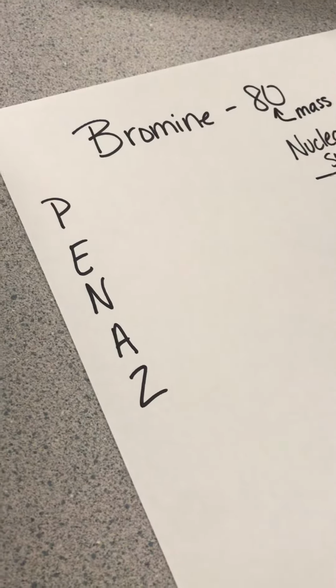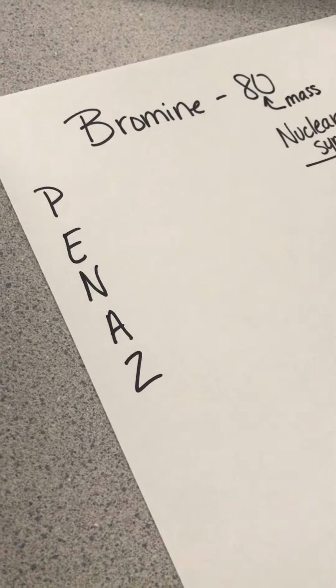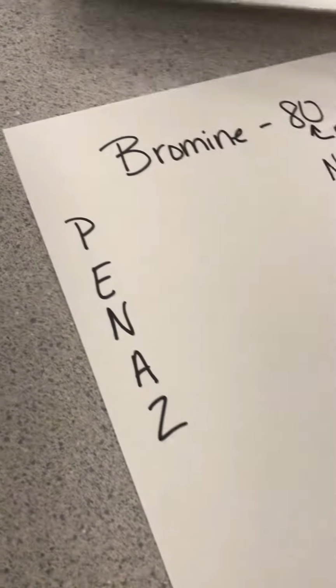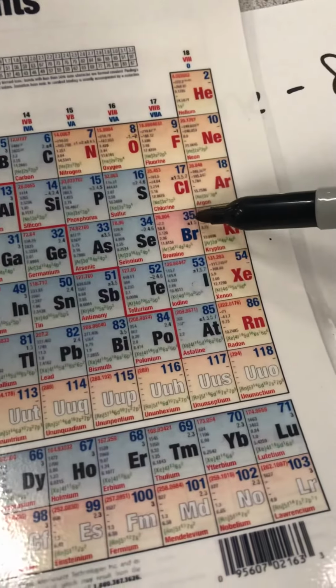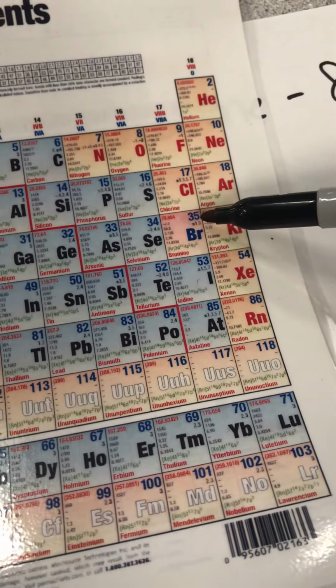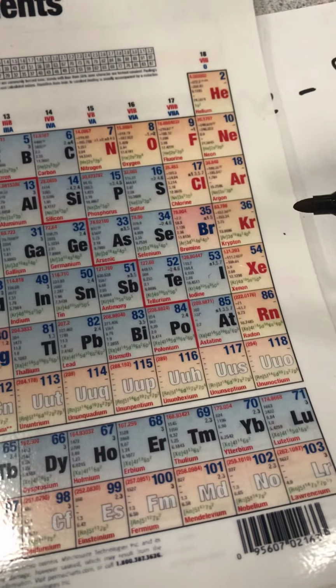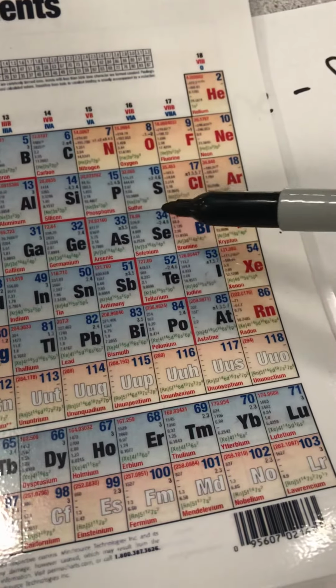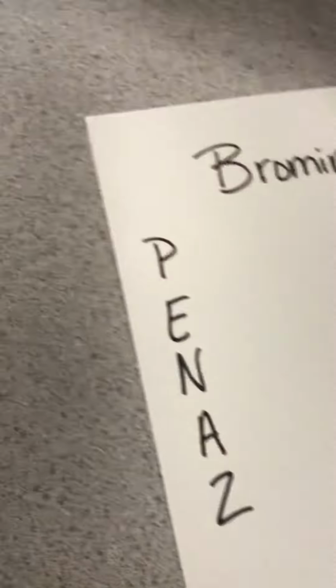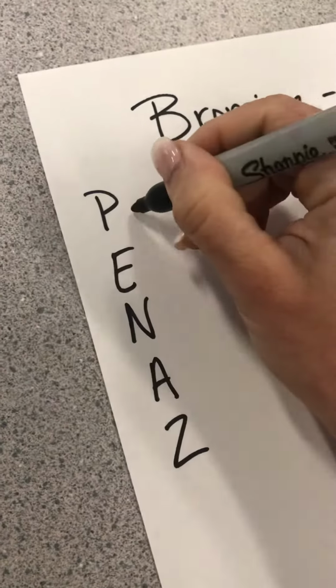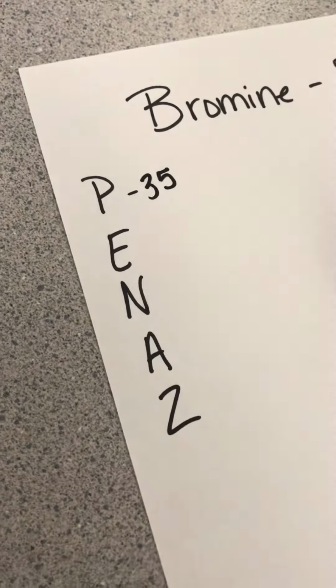So if I look at my PENAZ notes for P, if I look up bromine on my periodic table, bromine has an atomic number of 35. So remember, the atomic number is the one that goes in sequential order across a row. So we have 33, 34, 35 is the atomic number for bromine. And that means I have 35 protons.